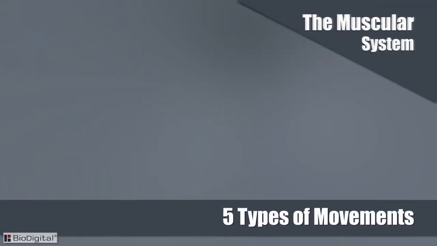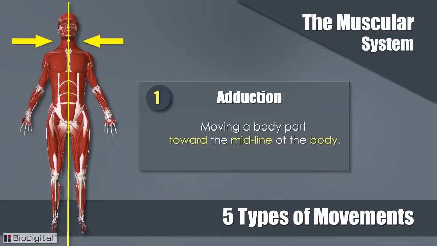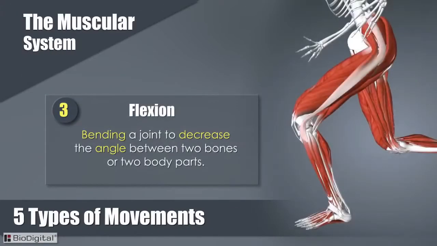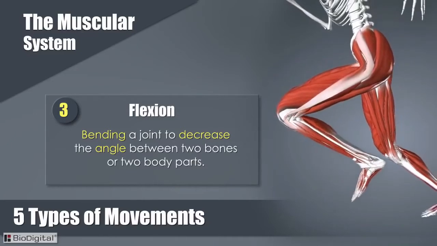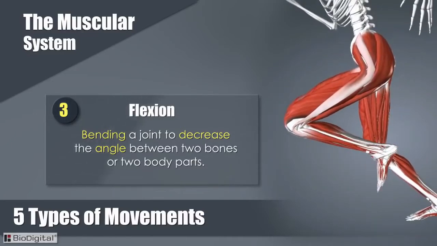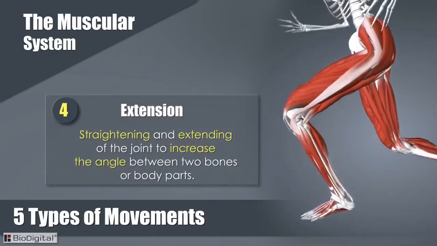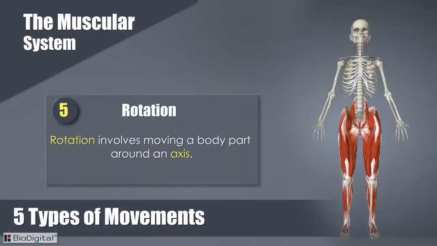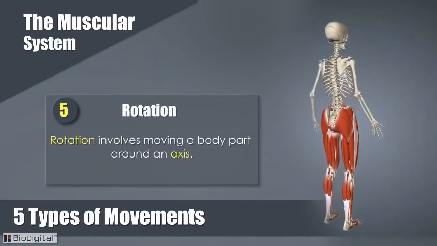Now, let's look at the 5 types of muscle movements. Number 1, adduction. Adduction is the moving of a body part toward the midline of the body. Abduction is moving a body part away from the body. Flexion means bending a joint to decrease the angle between 2 bones or 2 body parts. Extension is straightening and extending of the joint to increase the angle between 2 bones or body parts. And lastly, rotation involves moving a body part around an axis.